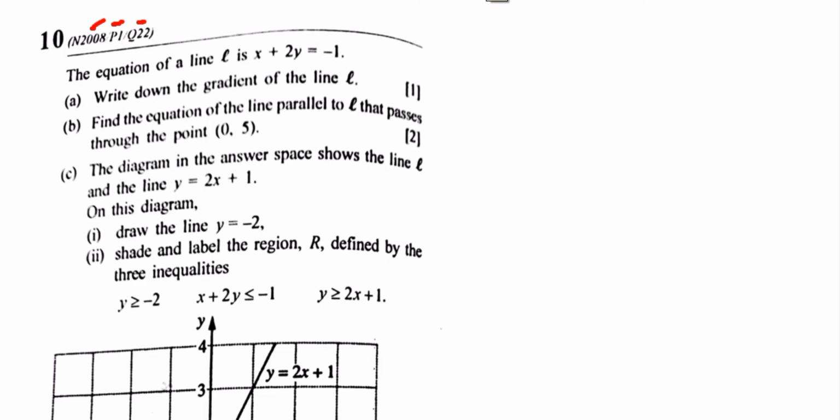8 plus 3, 11. So the equation of the line L is x plus 2y is equal to -1. Write down the gradient of the line L.